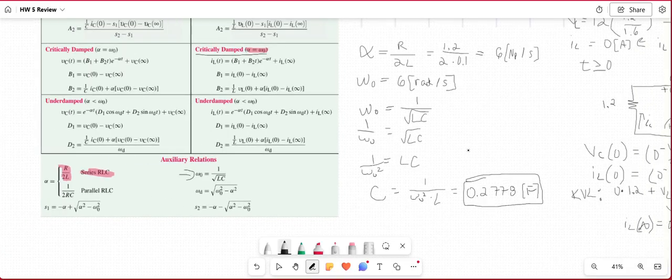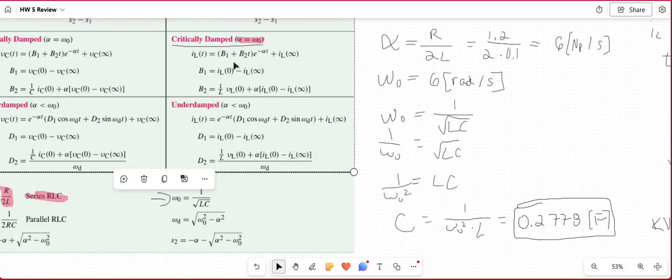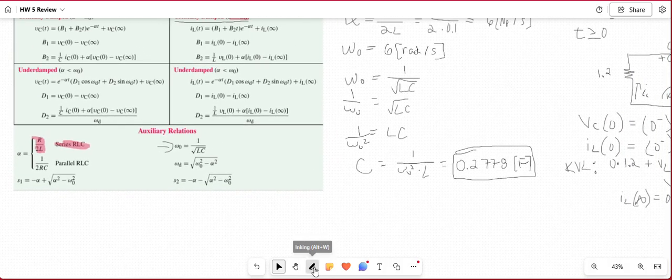Okay, now that we have our values R, L, and C, and we have alpha and omega naught, we have everything we need to construct these equations. It says to find IL of t, so we're using this: IL of t equals B1 plus B2t, times e to the negative alpha t, plus IL infinity. Let's start with B1. B1 equals IL of 0 minus IL of infinity.